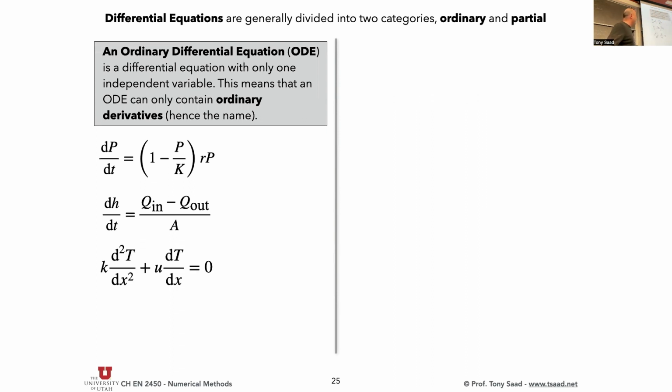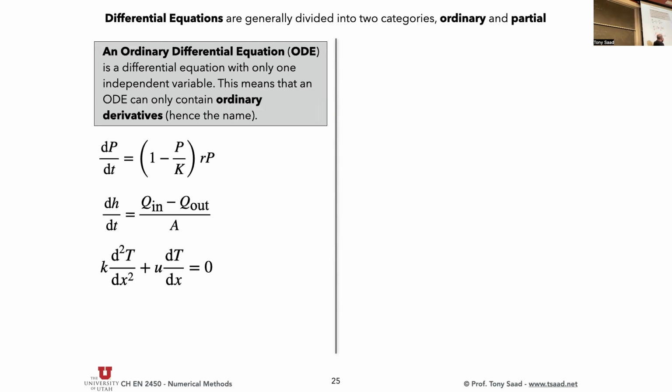These are some examples of ODEs that we will be dealing with. The first one is the population growth with a carrying capacity K. The second one is one of your homework problems, rate of change of the height of water in a tank as water is coming in and water is leaving through an orifice of area A. So the rate of change of the height of the tank, is it going to go up? Is it going to go down? How fast is it going to go down? Right. This is an advection diffusion equation.